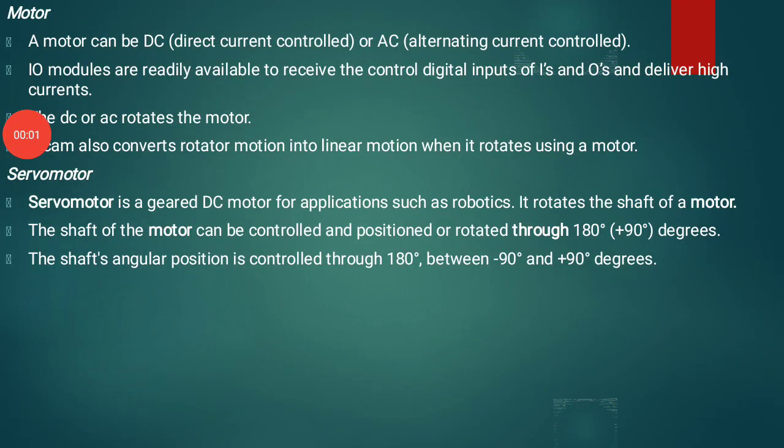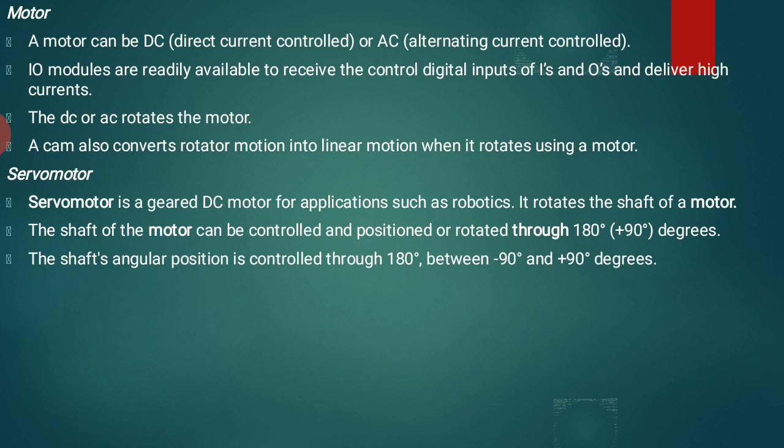Next our topic is motors. A motor can be DC, direct current controlled, or AC, alternating current controlled. Input output modules are readily available to receive the control digital inputs in the form of ones and zeros and deliver high currents. So by using these motors we can use DC current as well as AC current.